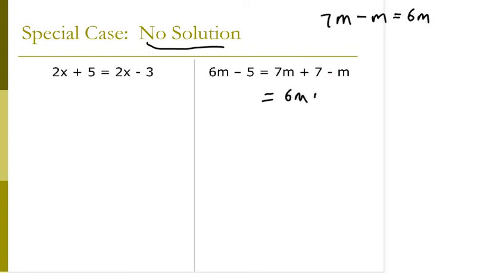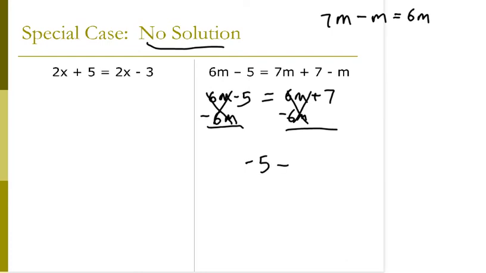You bring down the 6m minus 5 on the right, and notice that if we subtract 6m from both sides of our equation here to isolate the variable to one side, on this side, that's fine, 0. This side, it's 0. We end up with negative 5 equals a positive 7. That will never be true. So again here, it's another case of no solution.